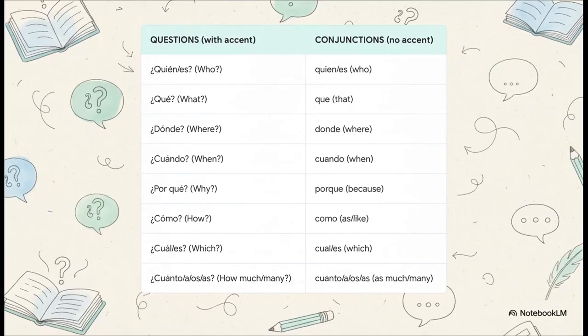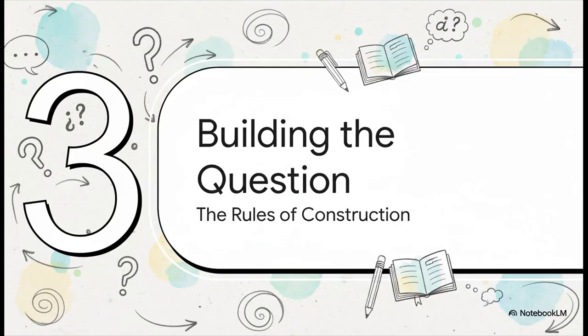And just look at how clearly this chart lays it all out. You've got qué with an accent asking what, and then que without an accent meaning that. Or check out dónde for where versus donde for where. It's the same pattern all the way down. That little accent is like a big flashing sign that says, hey, I'm a question. Okay, so we know what the words are, and we know about the accent mark. But how do we actually use them to build a grammatically perfect question? Well, there are just two simple rules we need to follow.